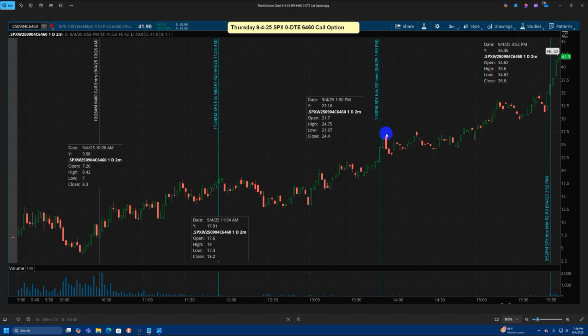If you did leave any runners and adjusted your stop loss on the remaining runners, then here at 3:52 p.m., if you remember, that is the point at which SPX hit the mid R2, R3 level, and at that point on that close, this call option is $36.60.